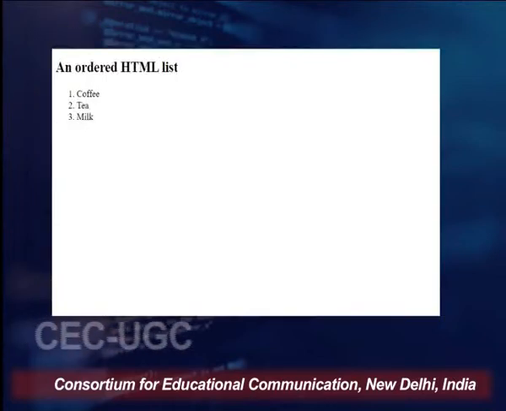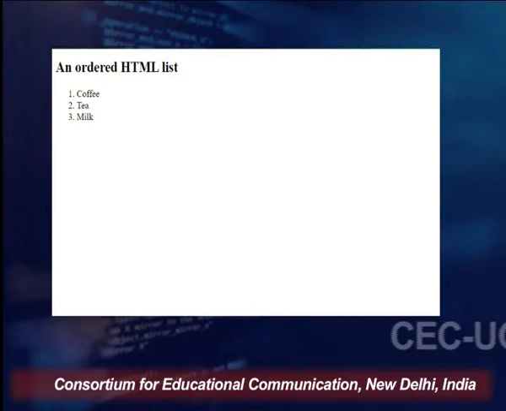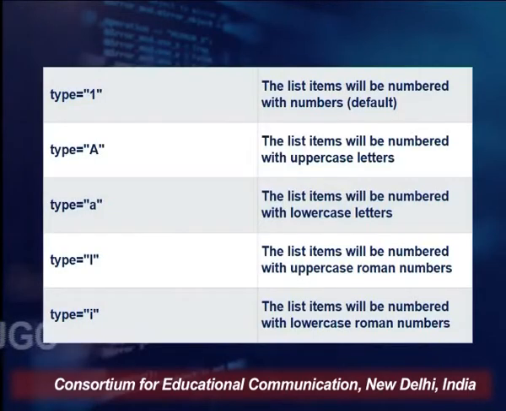Now, what if we want to change this numbering? For example, we don't want to have 1, 2, 3. Here the type attribute is available in order to change the numbers. By default the type is equal to 1. If we say type equals 1, the list items will be numbered with numbers 1, 2, 3, 4 and so on, whatever list items you have given.